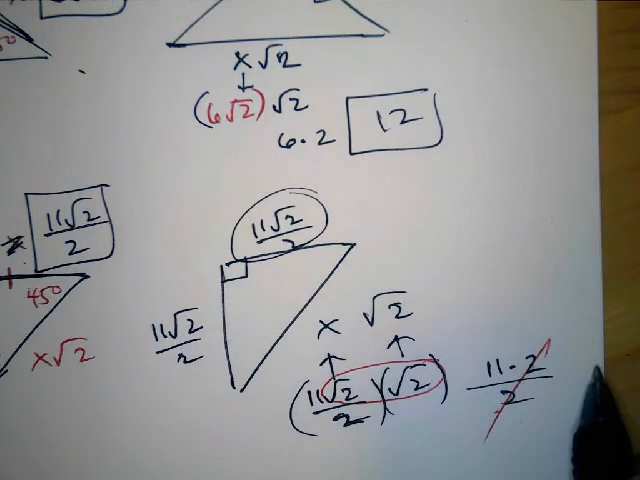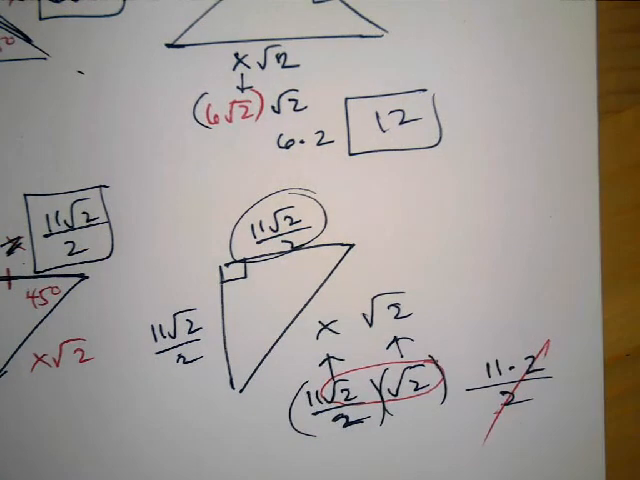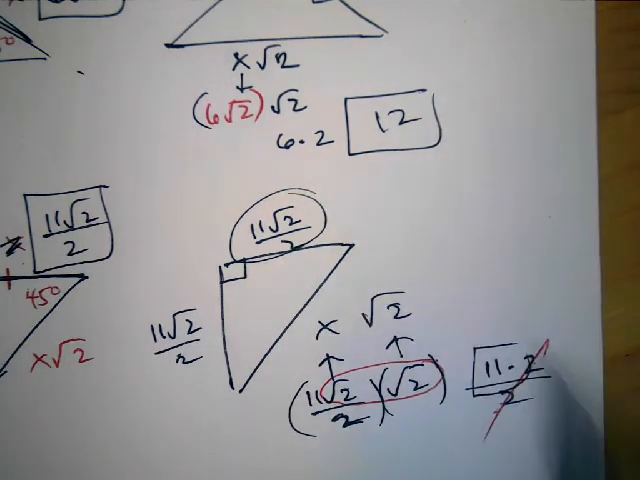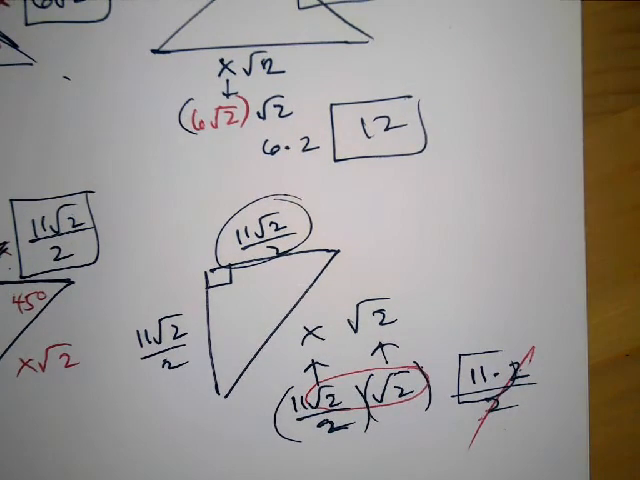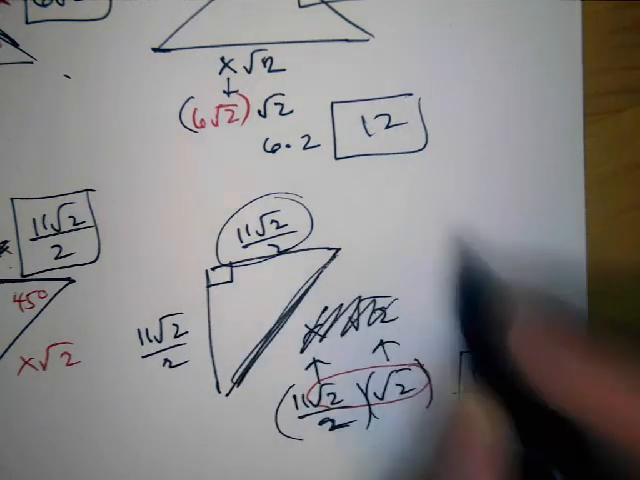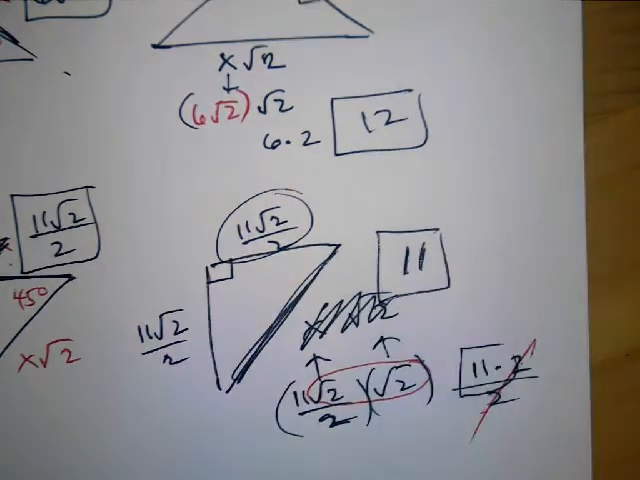Well, guess what? These two cancel. I don't need to multiply 11 times 2, get 22, and then divide it by 2 to come back to 11. Just leave it there. Just leave it as 11 times 2. Don't get the answer. And then this 2 and this 2 will cancel. Guess what's left? Your side length. Your side length is 11. This diagonal will be 11.